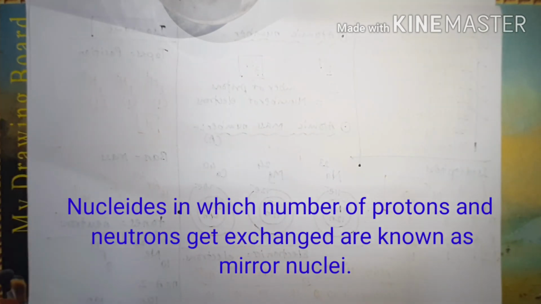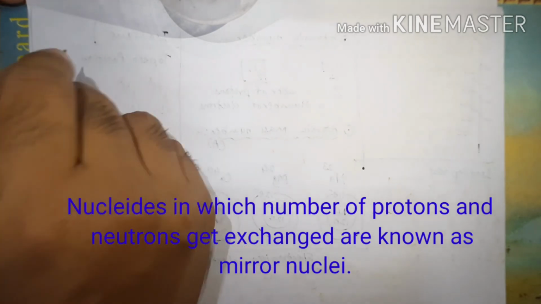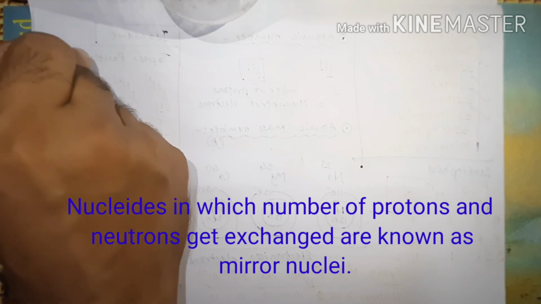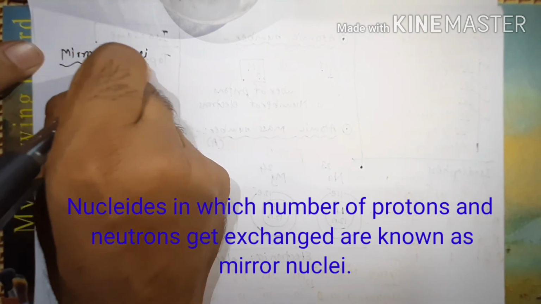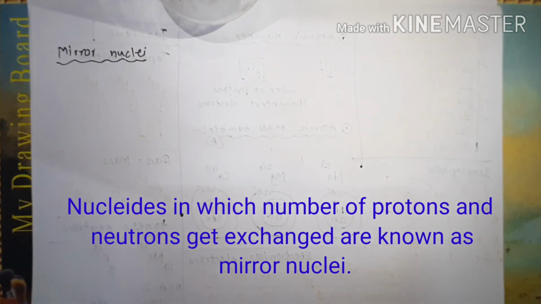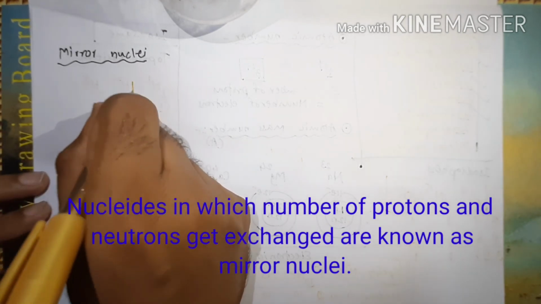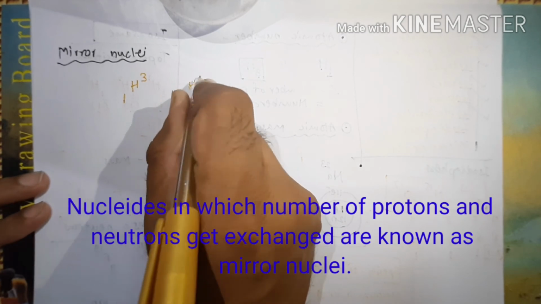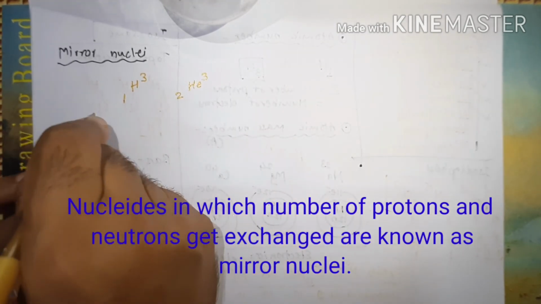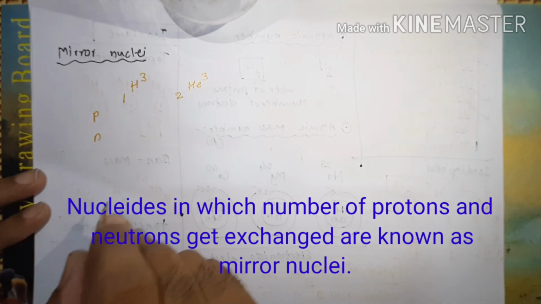And the last term, I'll do it on the next page: mirror nuclei. Which species do we call mirror nuclei? The species in which the numbers of protons and neutrons are exchanged are the mirror nuclei. For example, tritium, H-3 with atomic number 1, and He-3 with atomic number 2.